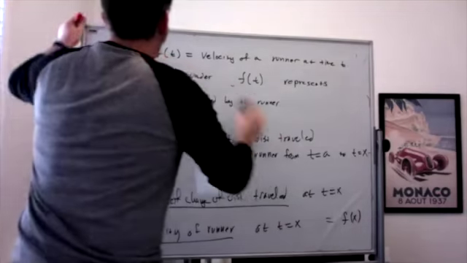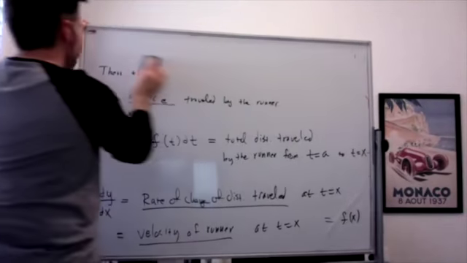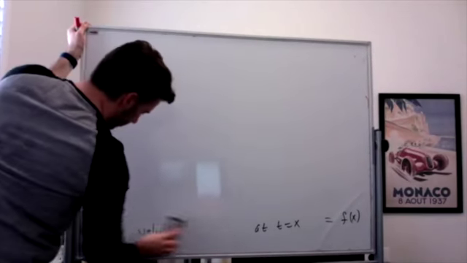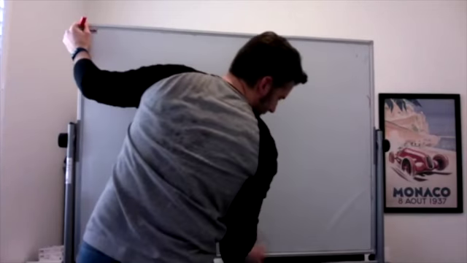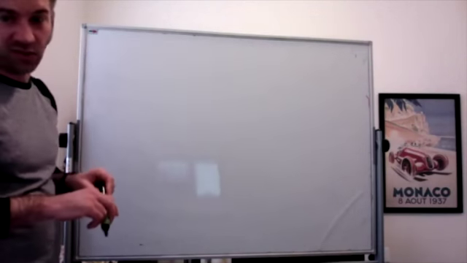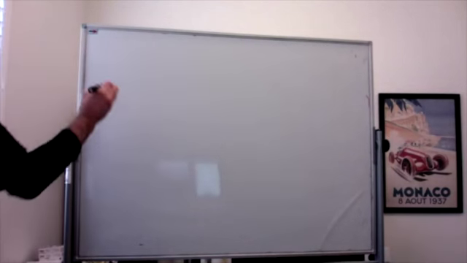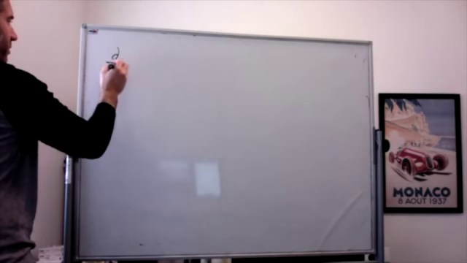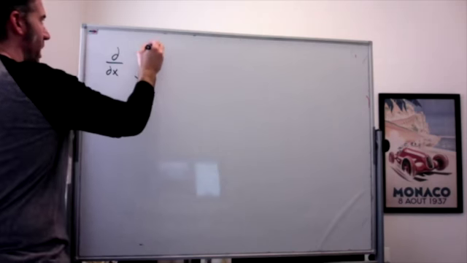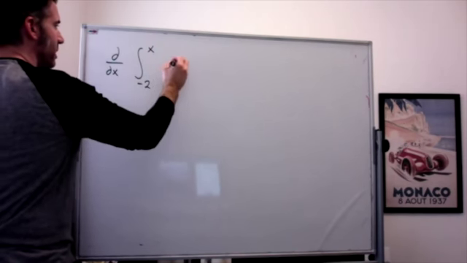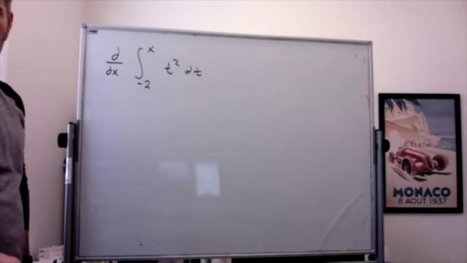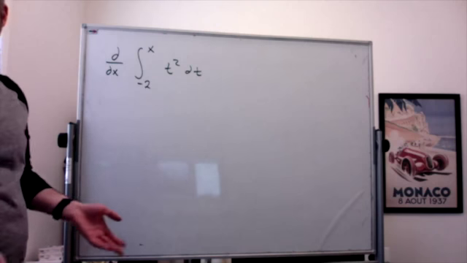So the idea with this is that you can use this fundamental theorem of calculus to then take the derivative of integrals. So for example, if I wanted to find the derivative of the integral from -2 to x of t squared dt, which you might think seems kind of weird, like why would you do this?